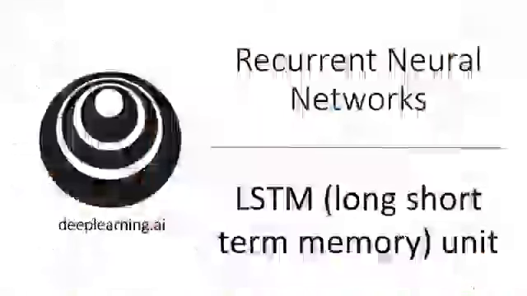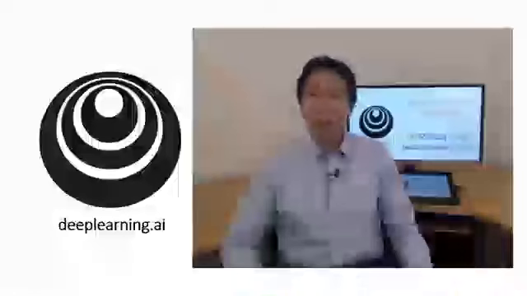In the last video, you learned about the GRU, the gated recurrent unit, and how that can allow you to learn very long-range connections in a sequence. The other type of unit that allows you to do this very well is the LSTM, or the long short-term memory unit, and this is even more powerful than the GRU. Let's take a look. Here are the equations from the previous video for the GRU.